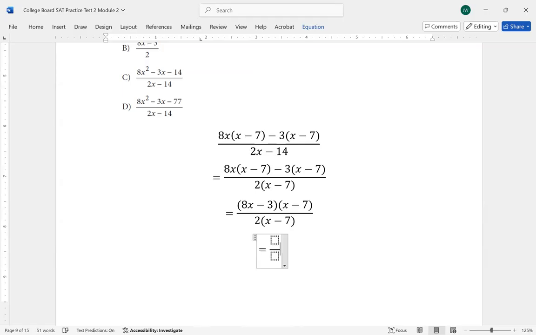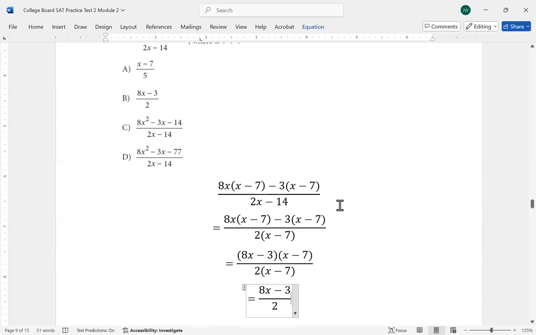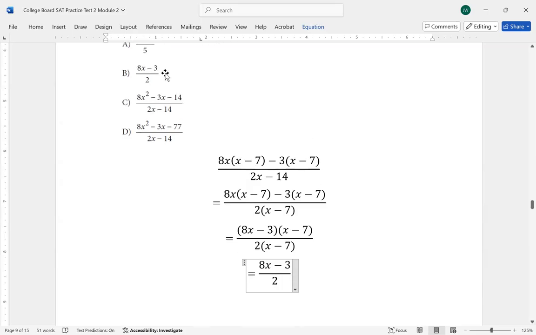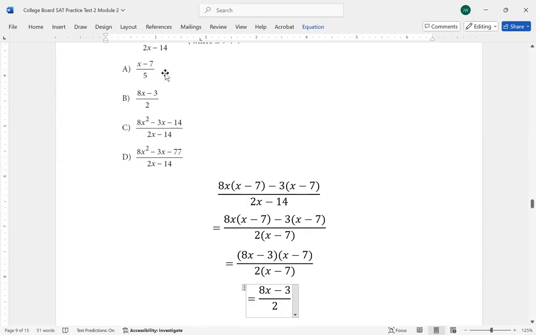We end up getting on top 8x minus 3, and on bottom a 2. So in other words, the numerator is going to be 8x minus 3. The denominator is going to be 2. And that is option B. So B is the correct answer to problem number 15. 8x minus 3, all divided by 2.